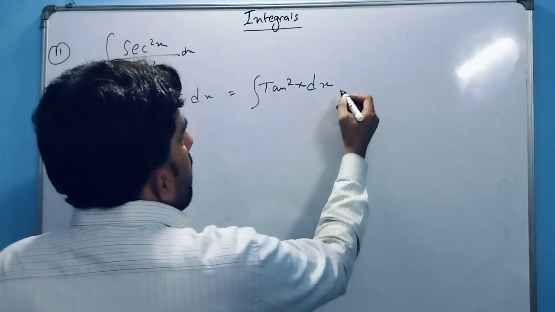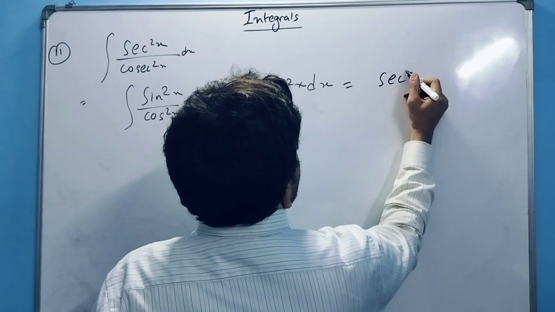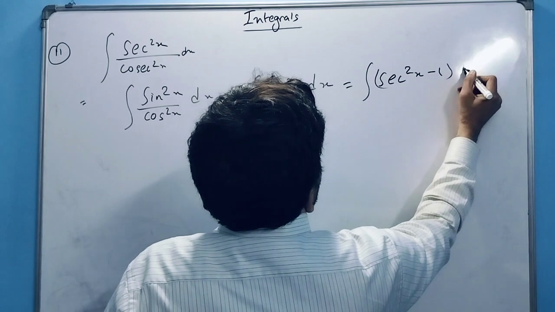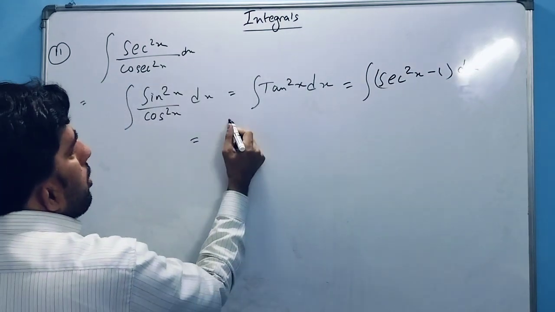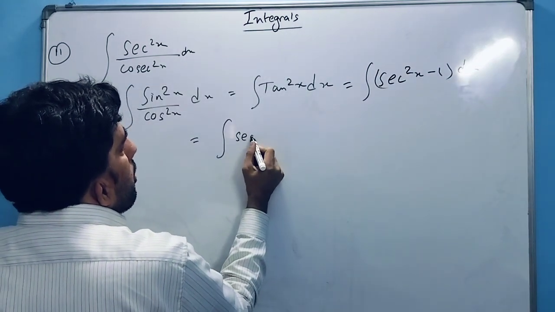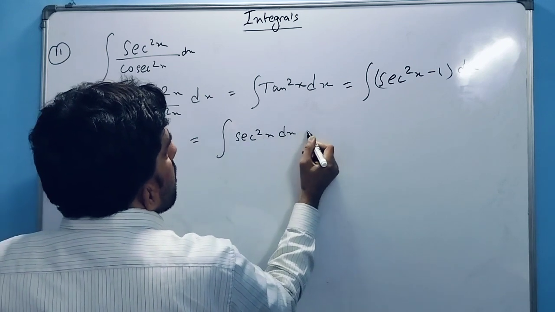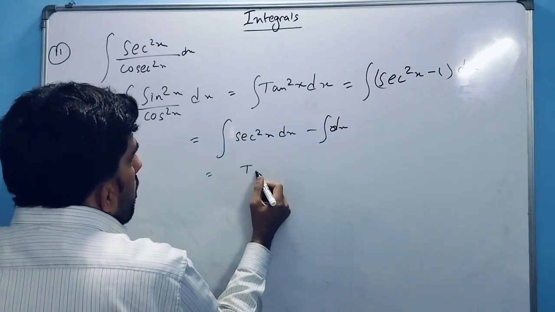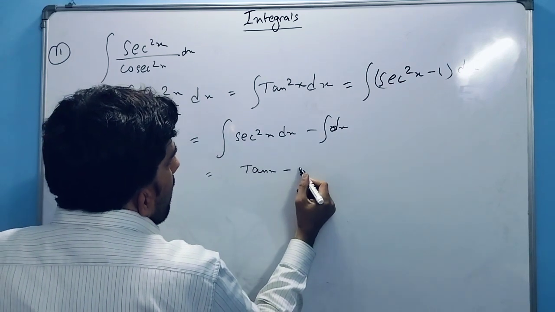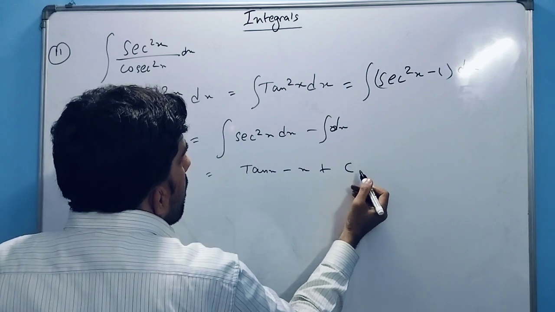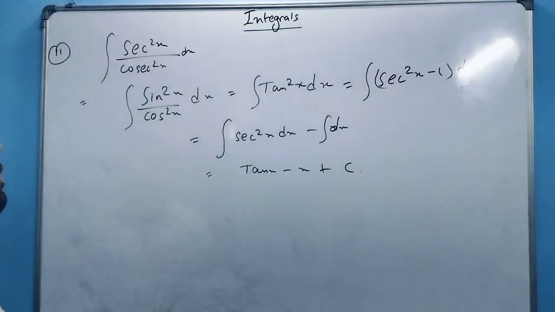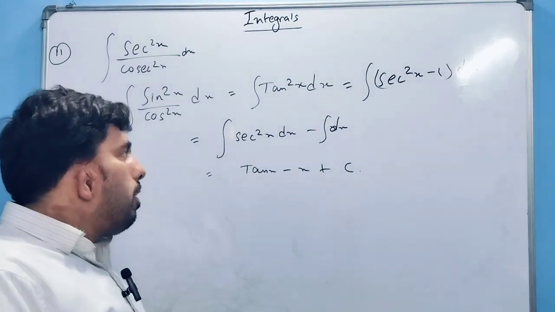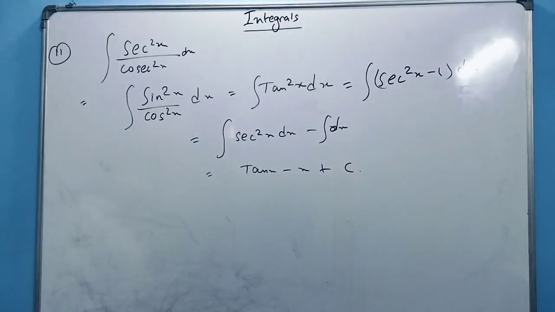Now tan square x we have, I can write the identity sec square x minus 1. Okay, so that we can easily find the solution here, that is sec square x dx minus dx. So we got tan x minus x plus c. Okay, so that is how we can easily find the solution. You can easily find the integral of this.